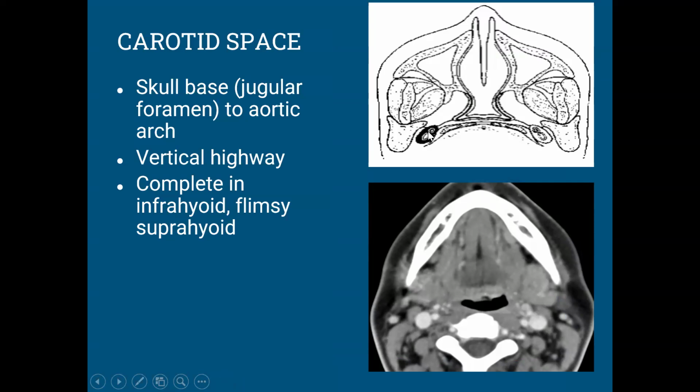So carotid space, as we have discussed, is located posterior to the styloid and is also known as the post-styloid parapharyngeal space. This space extends from the skull base to the aortic arch. It is a vertical highway which is flimsy in the suprahyoid compartment and more complete in the infrahyoid portion. This is an axial CT image of the carotid space with the carotid vessels.